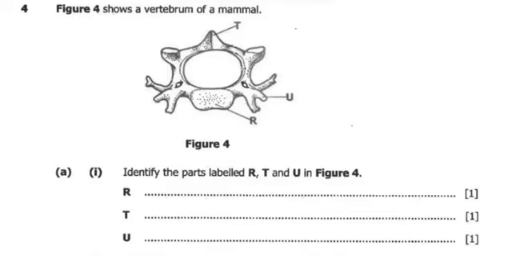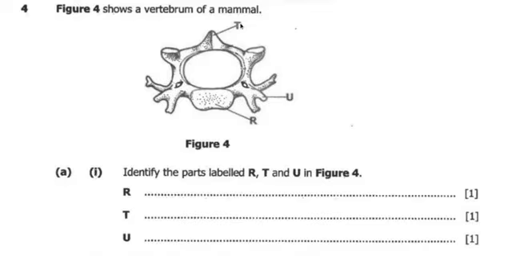Hello guys, let's try to look at this interesting question. The question is saying figure 4 shows a vertebrum of a mammal. So we have this vertebrum here, with structures T, U and R. The first question is saying identify the parts labeled R, T and U.